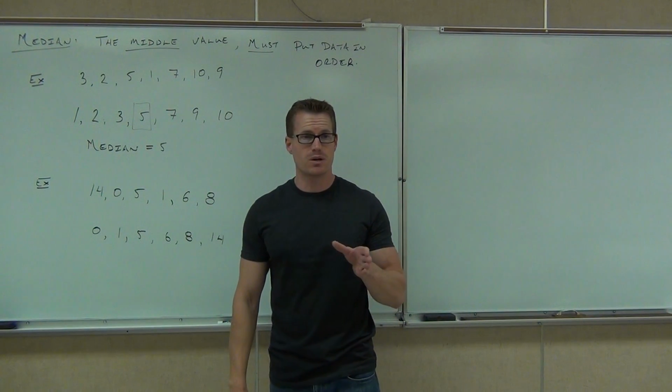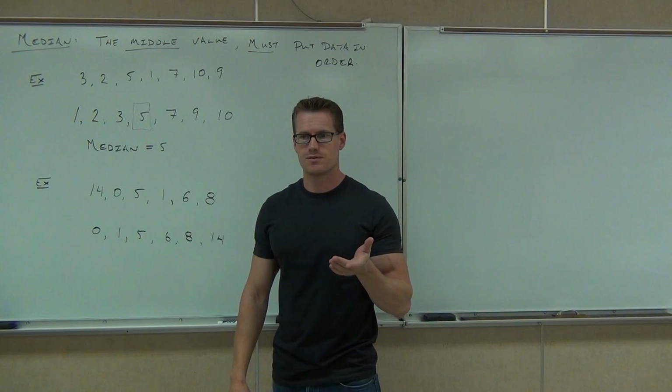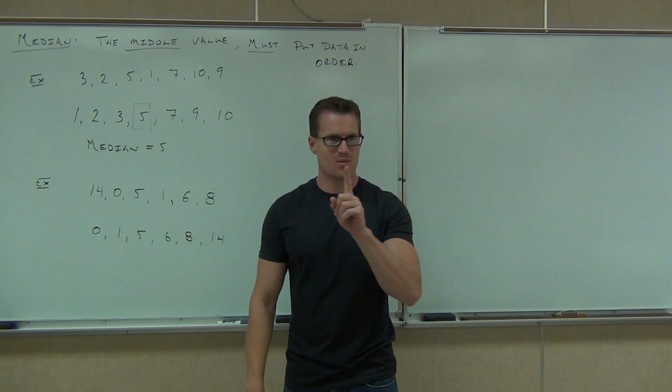Now, there's got to be something in the middle. There's got to be something there. You add 2 in the middle. 5 and 6. 5 and 6. You gotta have 1. You're on the right track though.